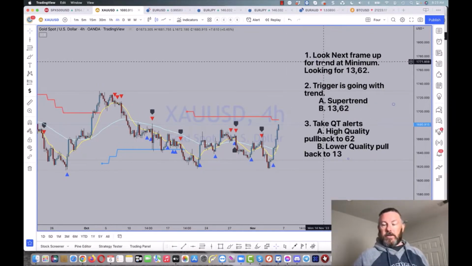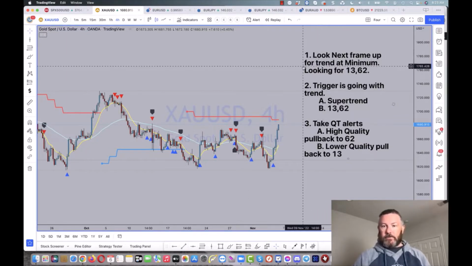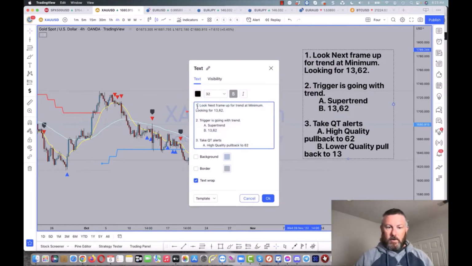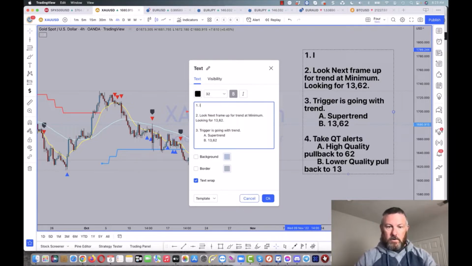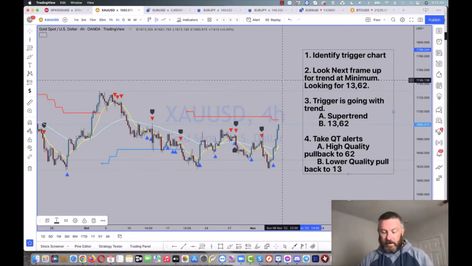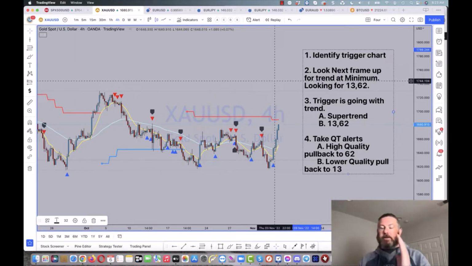You identify your trigger chart first. Let me change this to 1, 2, 3, 4. Identify trigger charts. All right, so identify your trigger chart. And what that means is, what's the chart that you're going to be taking your trades off of.